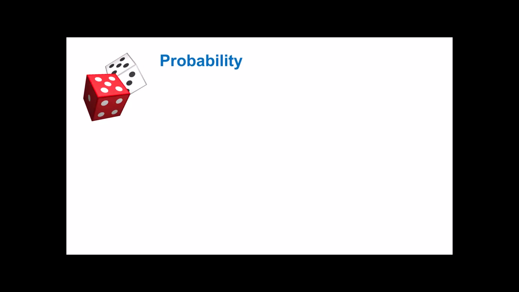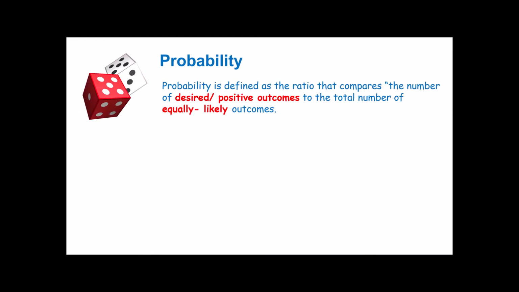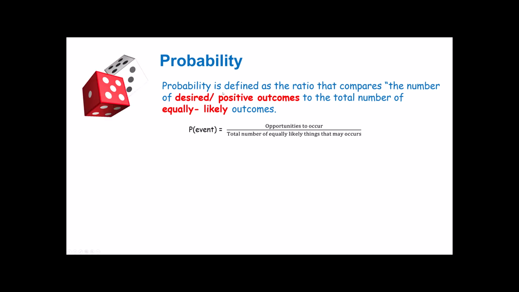So when we talked about probability in the previous video, we said it's defined as the ratio that compares the number of desired or positive outcomes to the total number of equally likely outcomes. And we said that can be written as a ratio. We also talked about the fact that desired does not necessarily mean it's a good thing. It just means what we're desiring to examine or look at. Likewise, positive does not necessarily mean good or bad. It just means we're getting the result that we are investigating.